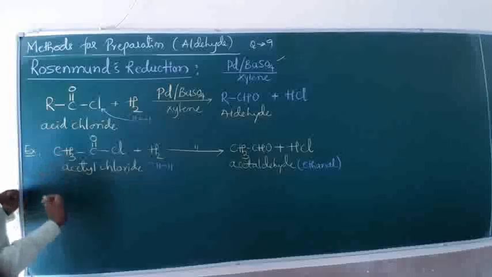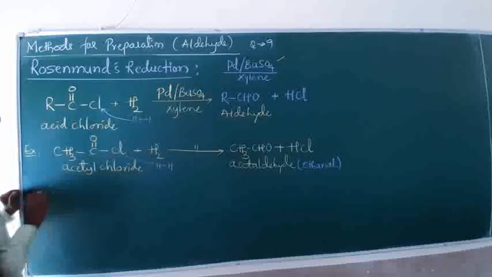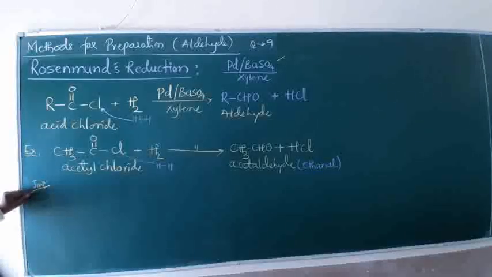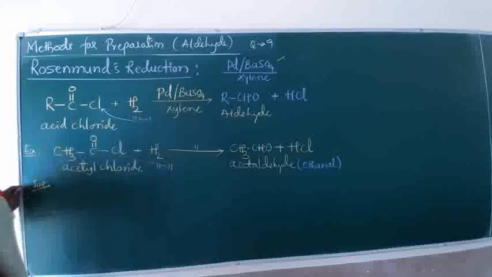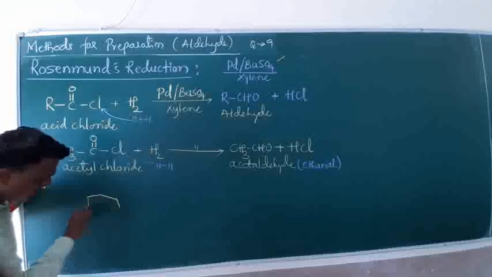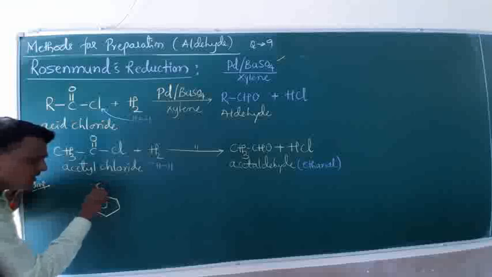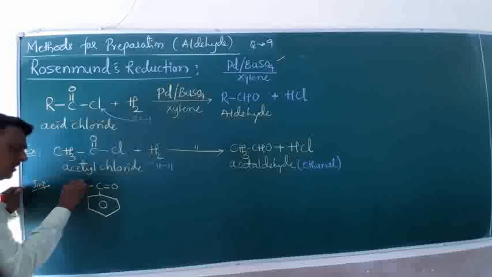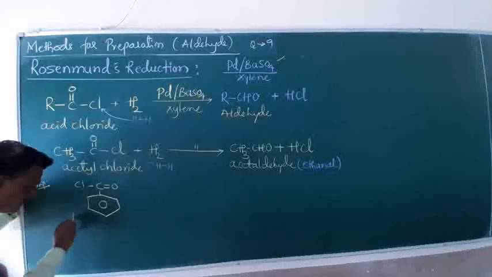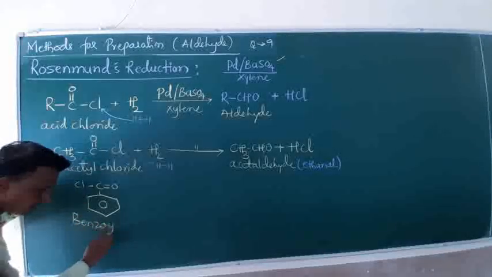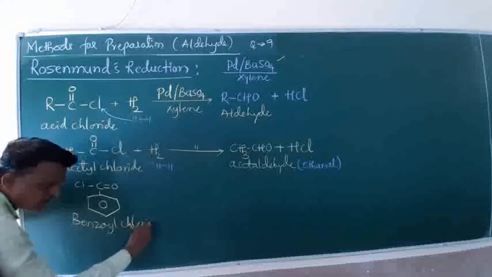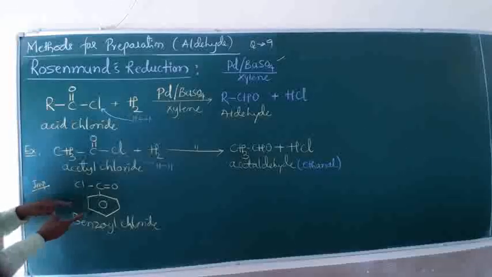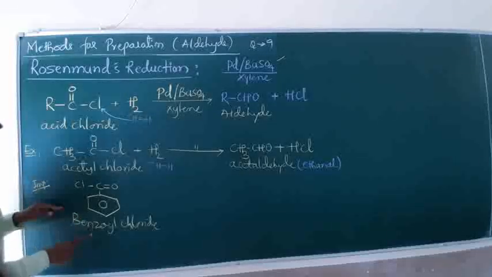Similarly, as the carbon number increases, you can get different aldehydes. Important for our theory examination, question number 9, this question is asked so many times: complete the reaction. So how to complete this reaction? First, you keep in your mind the name of this compound. This is C6H5, this is C double bond O Cl. The name of this compound is benzoyl chloride. Benzoyl chloride is the derivative of benzoic acid.